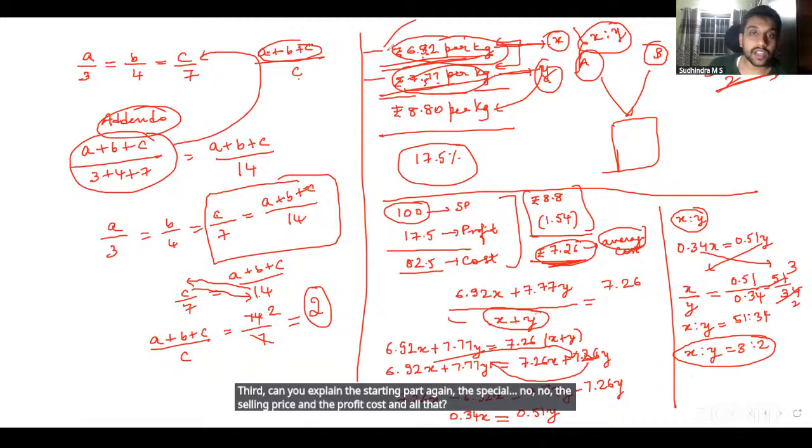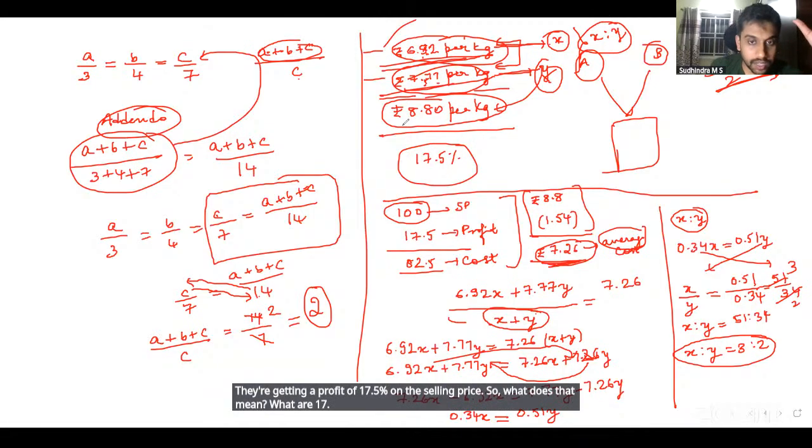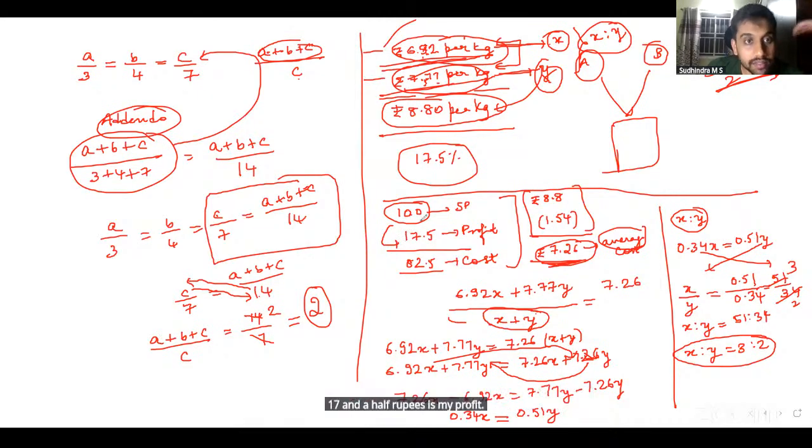See, they have given us 8.8 rupees as their selling price. They're getting a profit of 17.5% on the selling price. So what does that mean? What does 17.5% on selling price mean? If my selling price is 100 rupees, 17.5 rupees is my profit. Meaning 100 minus 17.5, 82.5 is my cost. Correct?